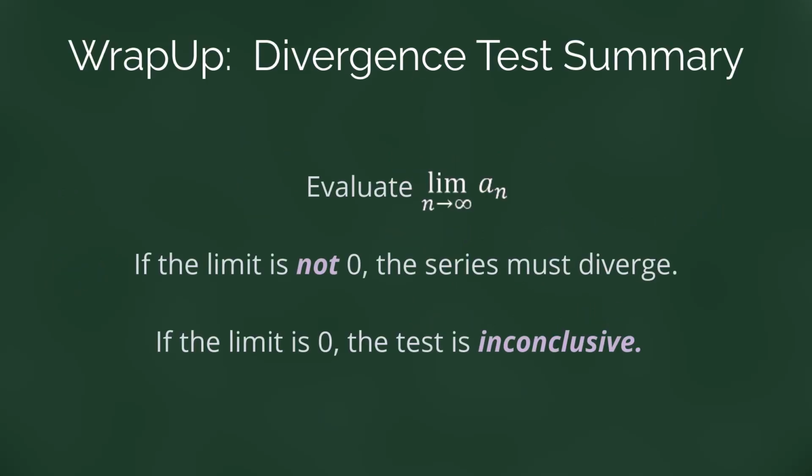To sum up everything we've learned, to use the divergence test, you're going to evaluate the limit as n goes to infinity of the corresponding sequence a sub n contained inside of your series. If that limit is not 0, then you know for certain that the series diverges. If the limit is 0, the test is inconclusive. The series may diverge, but it also could potentially converge, and further exploration is necessary.